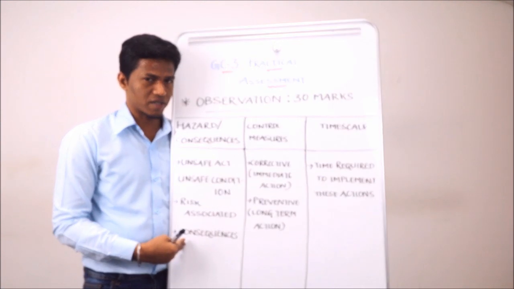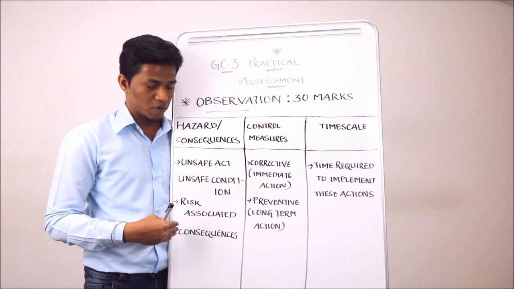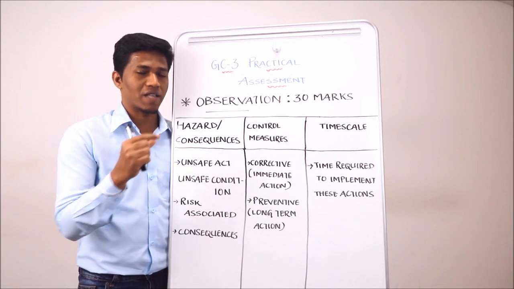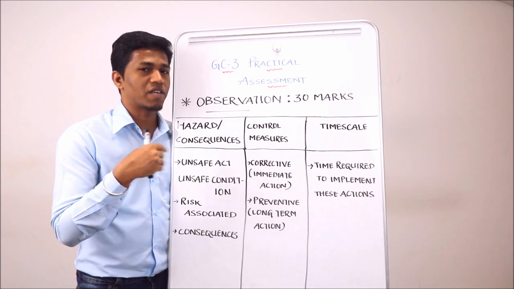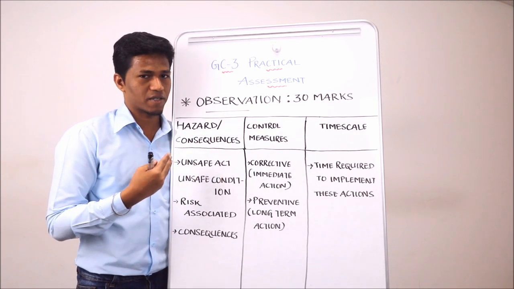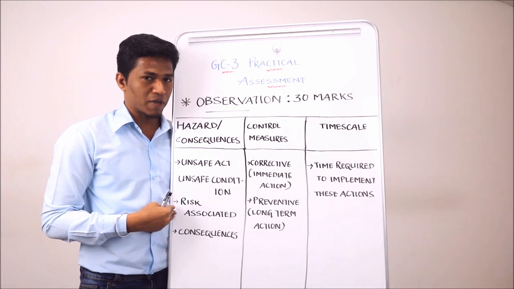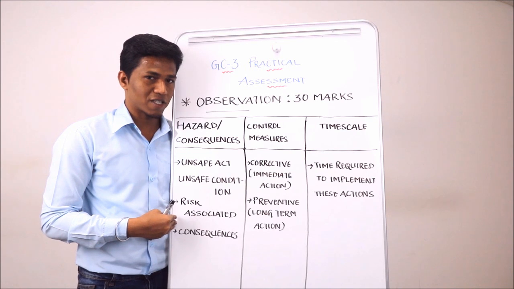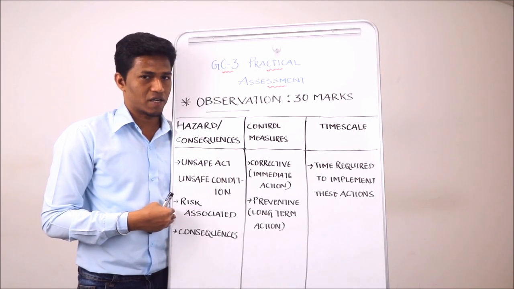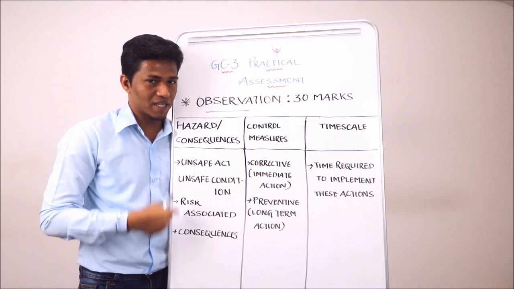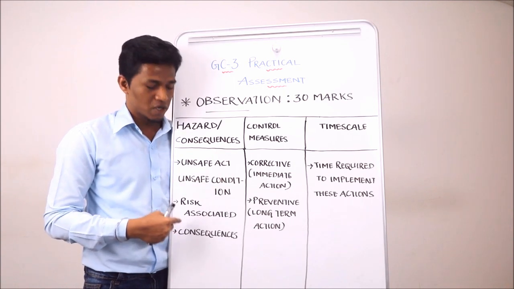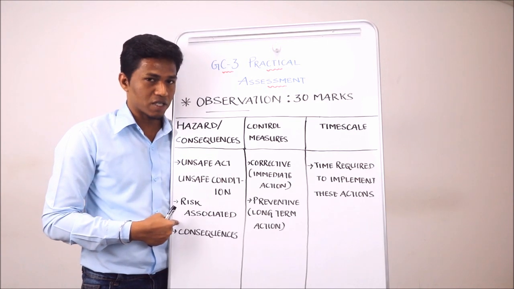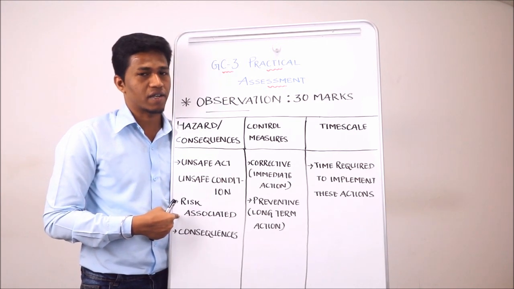Now, what things have to be followed? The unsafe act and unsafe condition has to be written as a situation rather than as one word. I'll give an example once we're done with this explanation. The risk associated must be most relevant to the scenario that you have narrated here. The consequences must be relevant to the risk that you have mentioned. So it has to be chained. There should be a link between all three. The risk associated must match the scenario you have written, and the consequences must be relevant to the risk that you have identified.